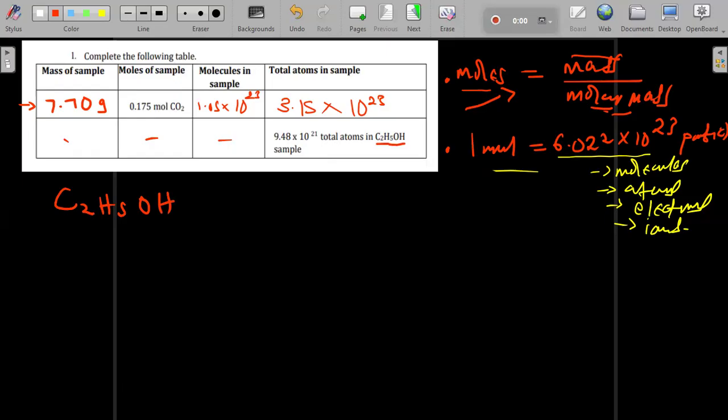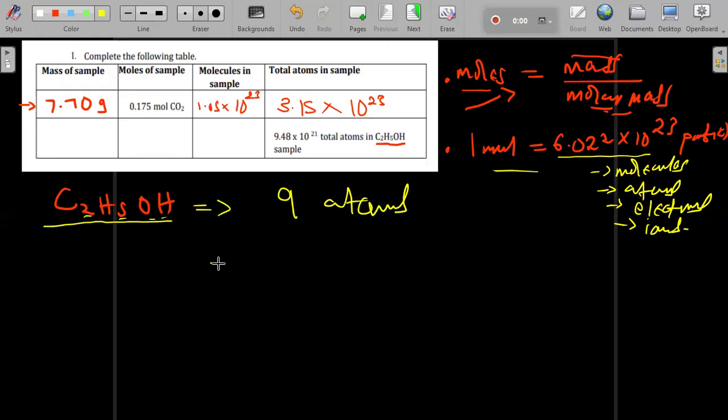So the first thing that we are going to do is convert this number of atoms to the number of molecules. So what are we going to do? We are going to say that one molecule of this C2H5OH contains how many atoms? 2 plus 5 plus 1 plus 1, so that will be 9 atoms. So one molecule of C2H5OH contains 9 atoms.